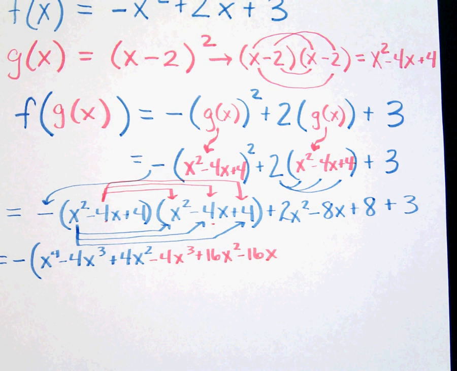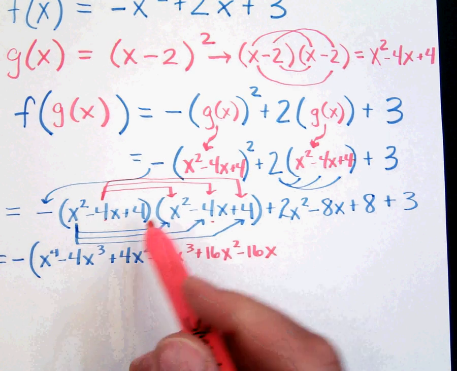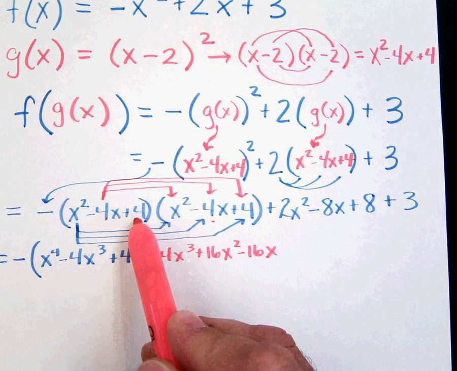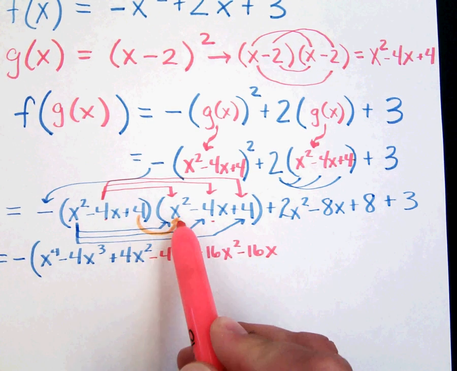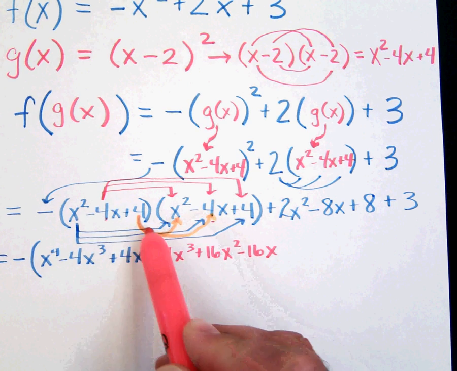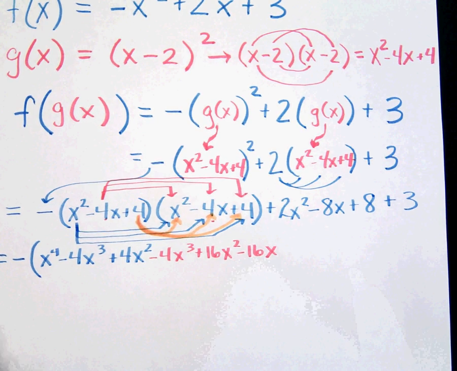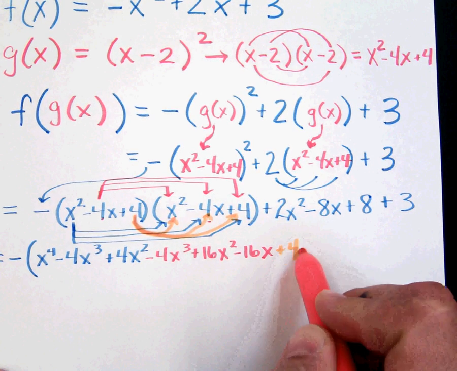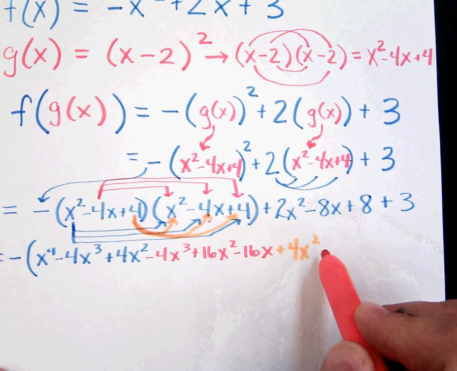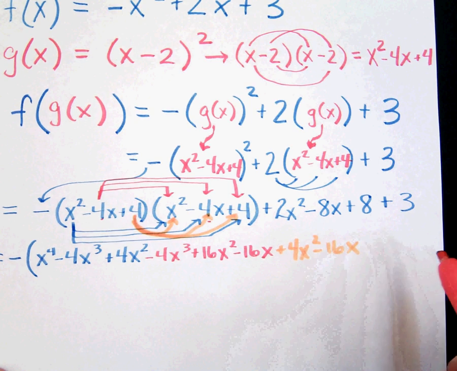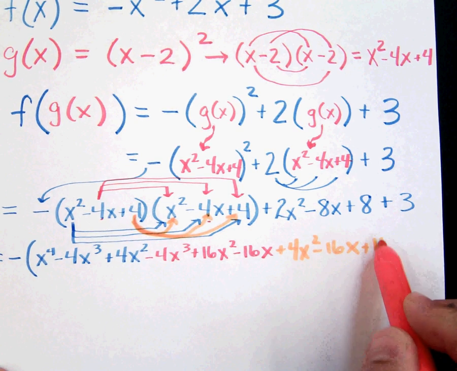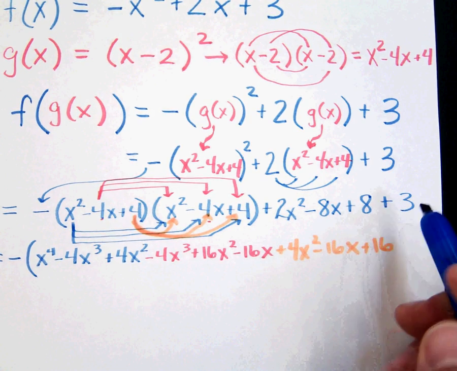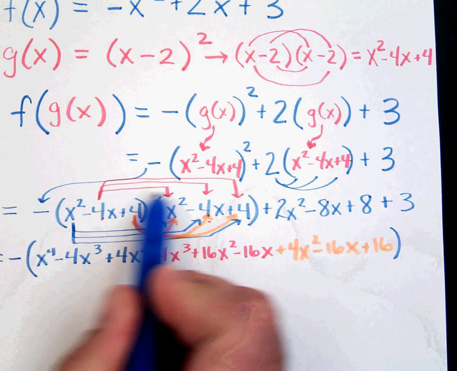I'm still not done with that. I need to multiply the 4 times the other 3 terms on the right side. So this 4 needs to distribute to the x squared, to the negative 4x, and the positive 4. We'll see that here in orange as I get positive 4x squared, negative 16x, and positive 16. Now that entire quantity, you see 9 terms there, that's just the first part of this problem.